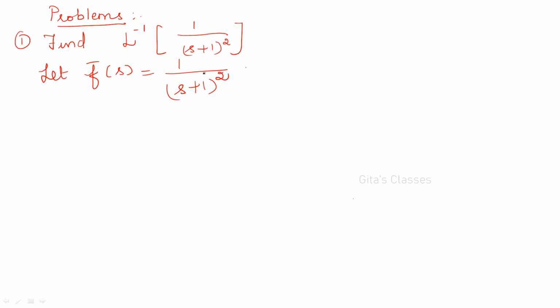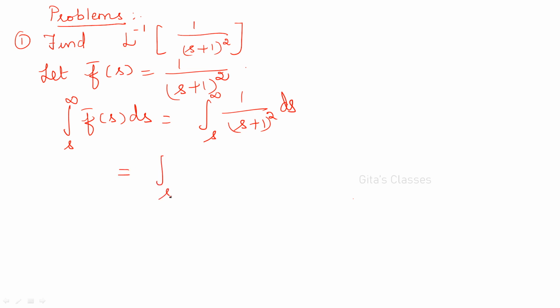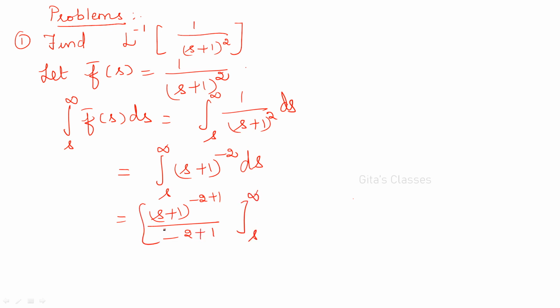Right? Now, because you have the whole power 2 in the denominator, you have to integrate. So integral s to infinity f bar of s ds is equal to integral s to infinity 1 by s plus 1 the whole square into ds. Which we can write as integral s to infinity s plus 1 the whole power minus 2, right, into ds. That is equal to s plus 1 the whole power minus 2 plus 1 divided by minus 2 plus 1. You have to apply the limits from s to infinity.